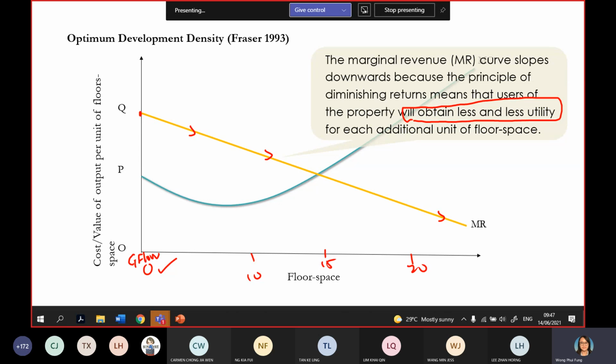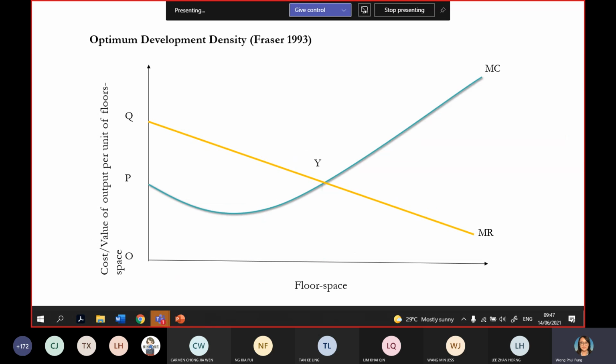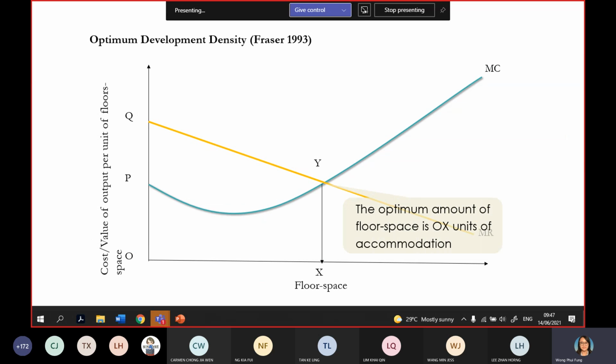Okay, so which one is the happiness point? As I told you before, this is the one where the MR intersects with MC. Okay, that is the happiness point. The optimum amount of floor space will be OX. So say for example 20 floors. So the developer needs to stop building at 20 floors, because after 20 floors, your cost is more than your revenue already. It's not feasible to continue to build.